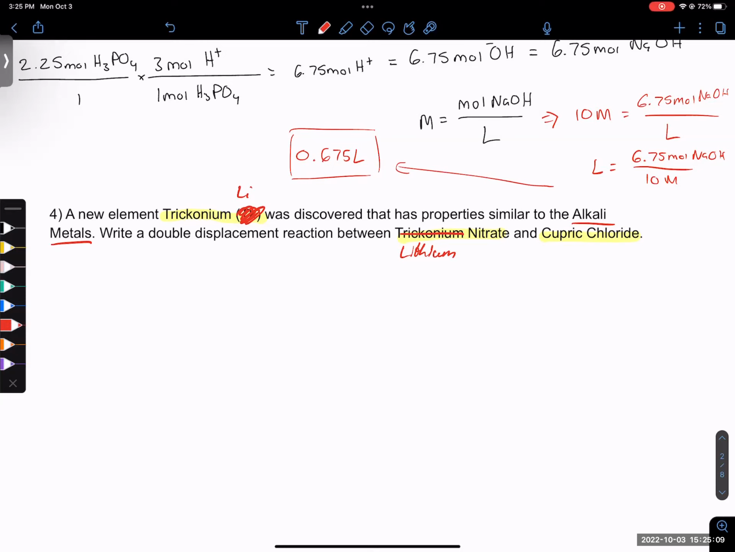Yeah, but if he gives you a fake one, it would say it's similar to this, so just replace it. Exactly. So in this case, now it's lithium nitrate and then cupric chloride. You all know how to do that. So what's the formula for lithium nitrate?